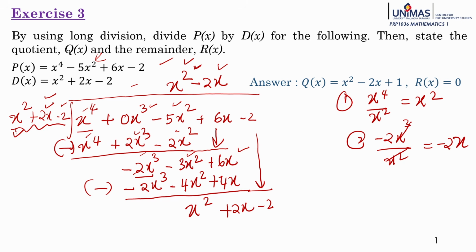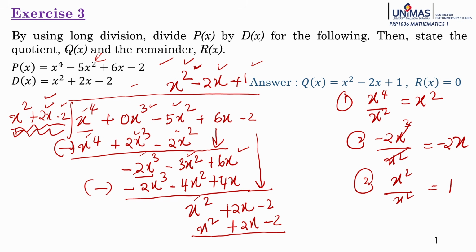Repeat again. So x squared here, divide by x squared. So we get positive 1, that means plus 1. So 1 times this one, we multiply this one, we get x squared plus 2x minus 2. That means after we subtract, we get 0.